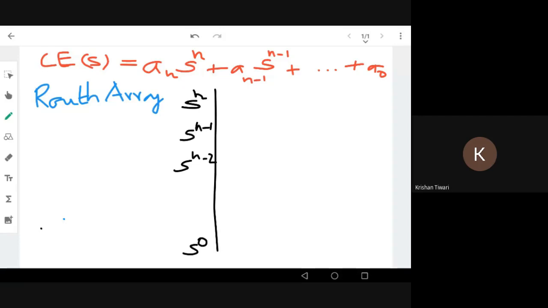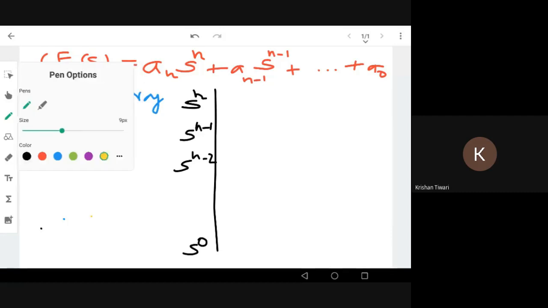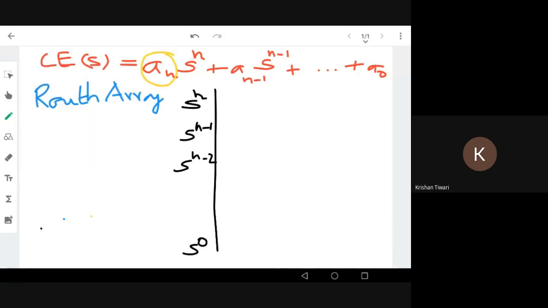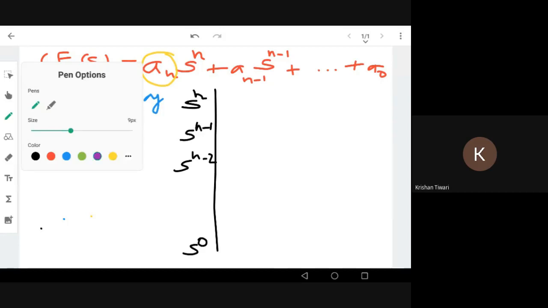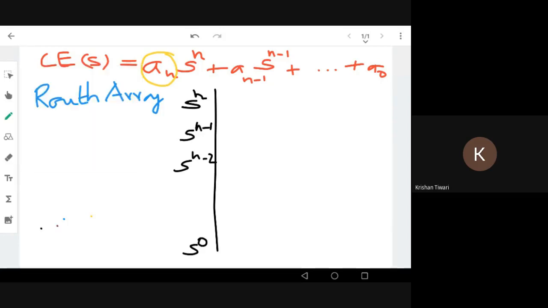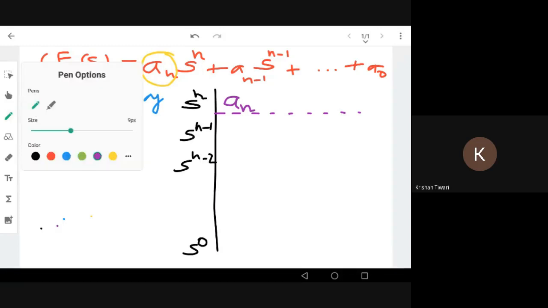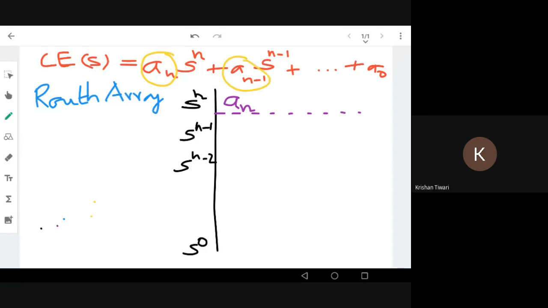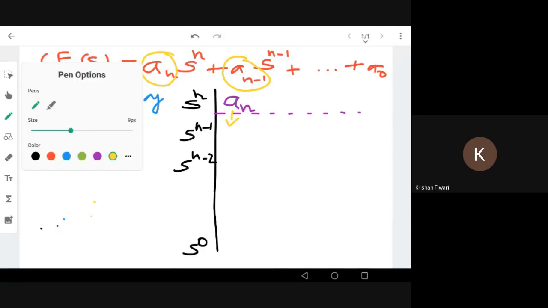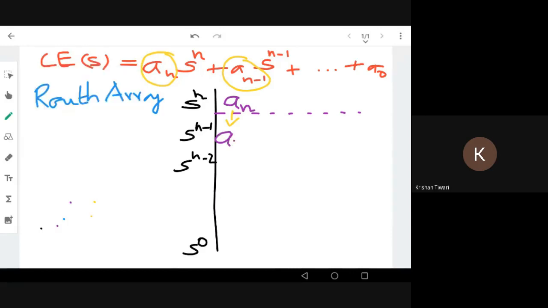Now the first thing we need to take is a_n. We need to catch the a_n. Now we're going to write a_n inside the array, corresponding to the row of s^n. So I've written a_n. Now let's go to the second, a_(n-1). I'll write that below, so I'll be writing a_(n-1) below the a_n that I have written.